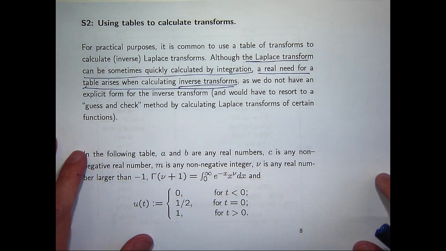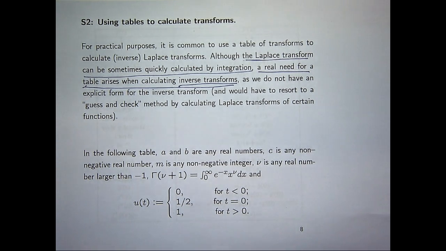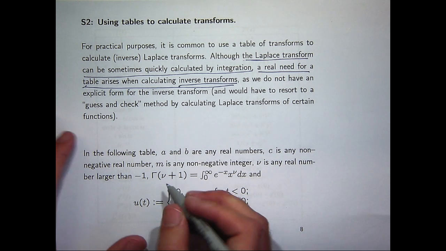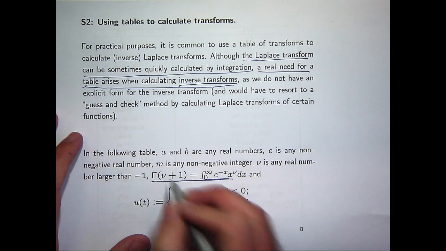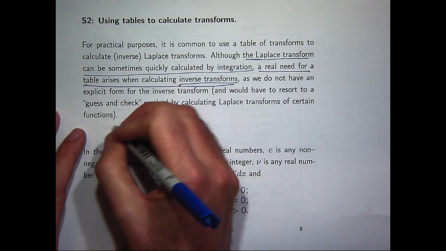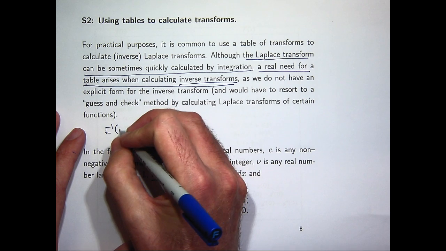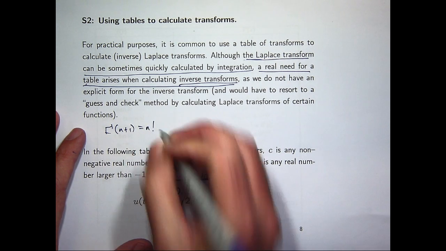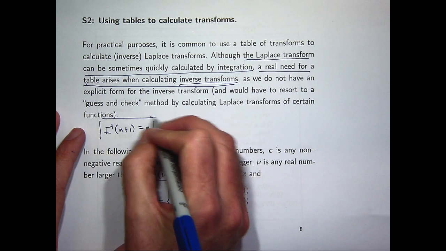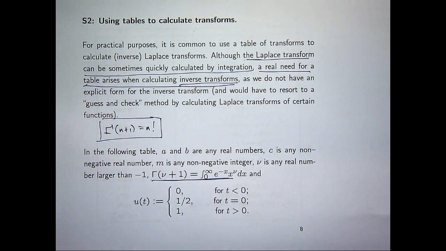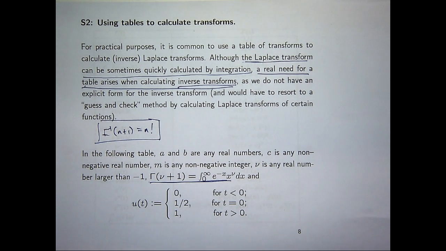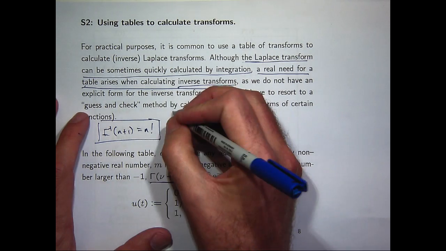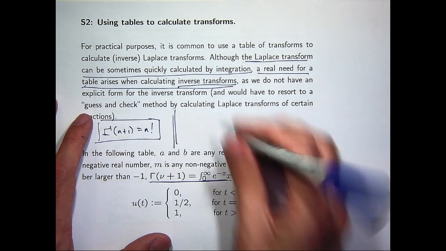Now, in this table of integrals, there's a couple of special functions. This is the gamma function here. You might have heard of the gamma function. If n's a positive integer, then there's a relationship between gamma of n plus 1 and n factorial. And this u of t is the Heaviside step function. Okay, it's a discontinuous function with a step, a sort of unit jump. So let me give you a picture of this.